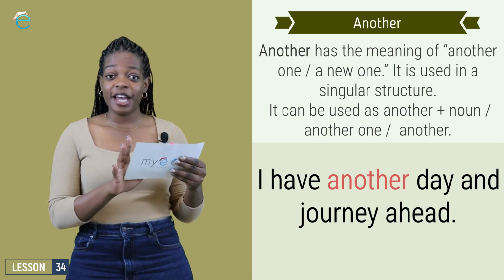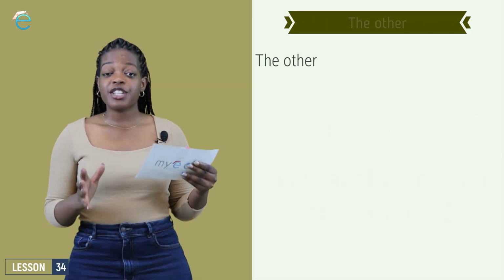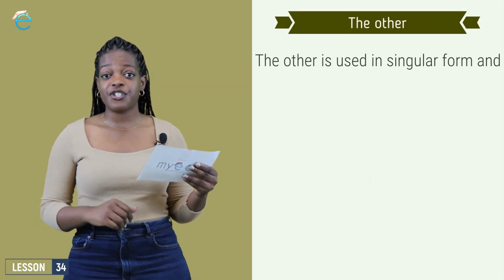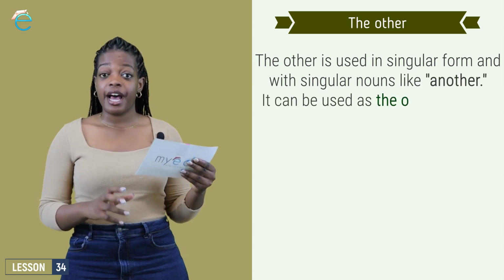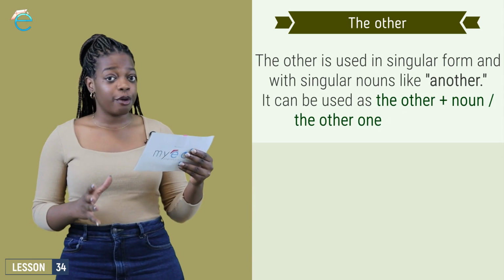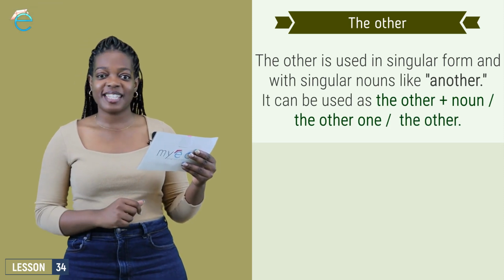The next kind of other that we can use is the other. The other is also used in the singular structure form like another. We can use it as the other plus noun, the other by itself, and the other one. Let's have a look at some examples.